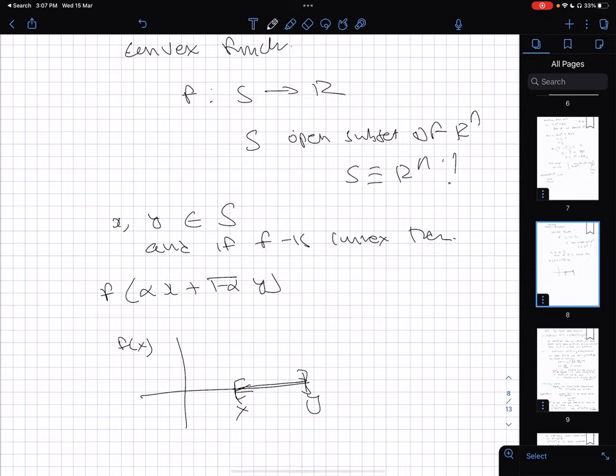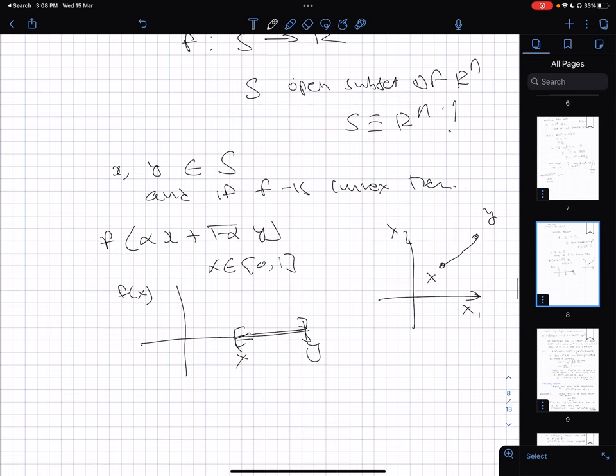So this is f of x. Or in a two-dimensional space, x1 vector, x2 vector, this is one point, this is another point, let's call this x, let's call this y. Then the set of all points, including the corner points, the set of all points between x and y are called the convex combination of x and y, and they can be represented as this, where alpha is a scalar between 0 and 1.